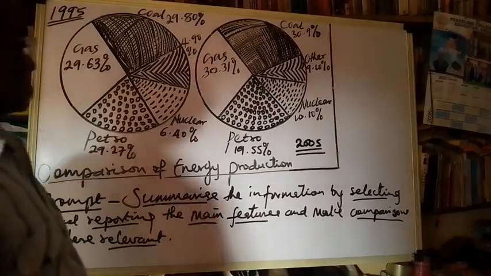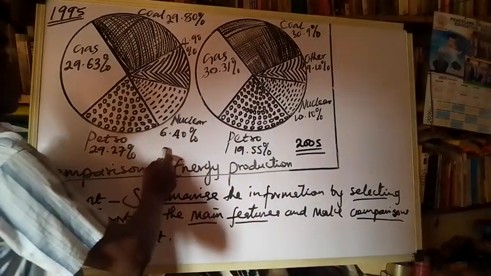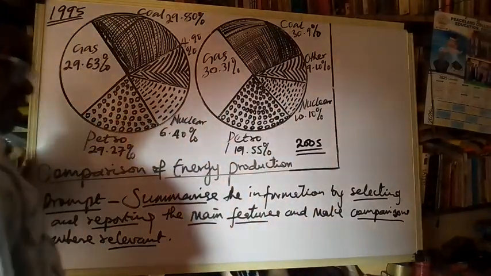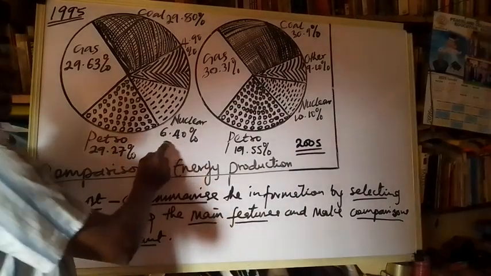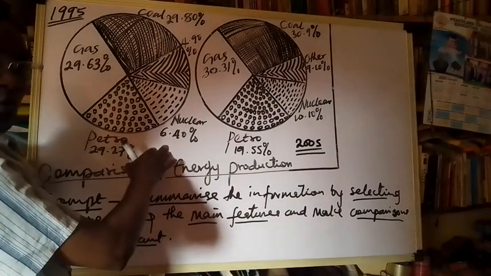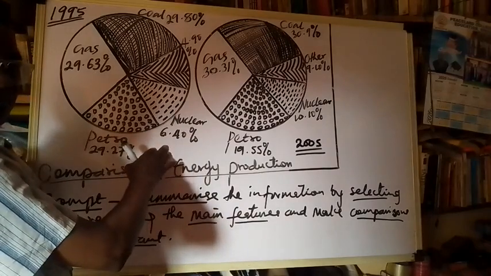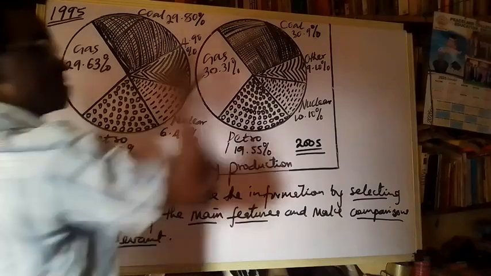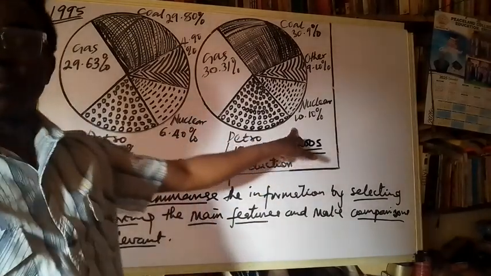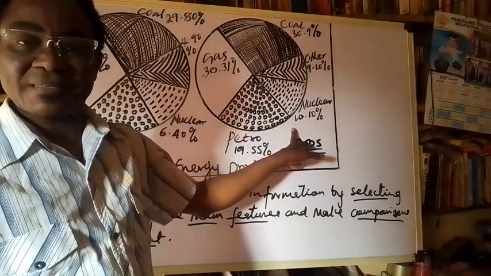For instance, compared to 2005, nuclear energy production in 1999 was at a low, but it jumped dramatically to a high in 2005. That's a comparison.